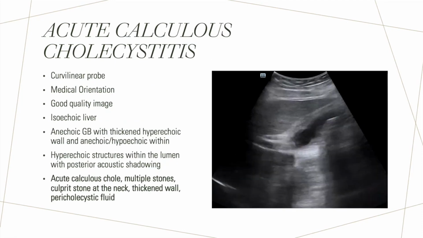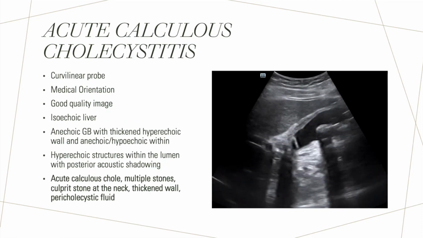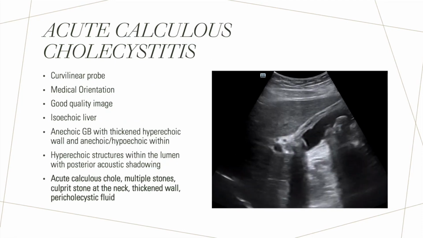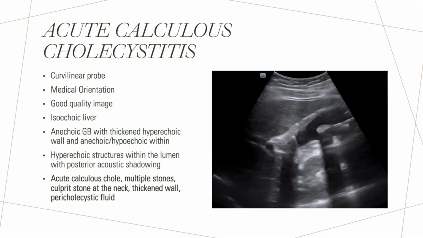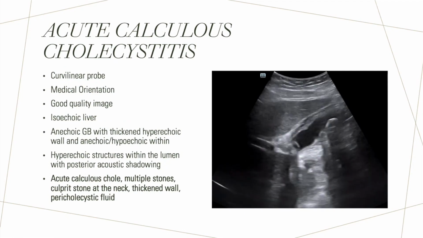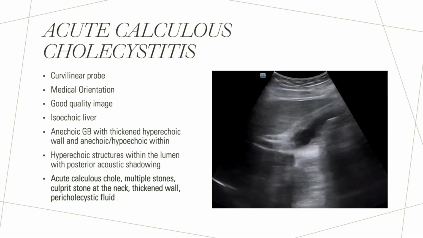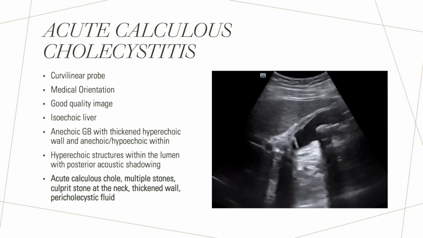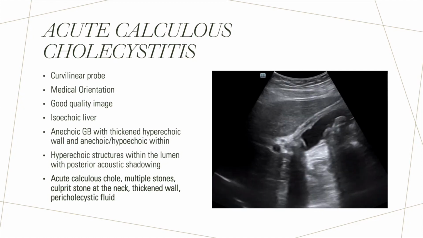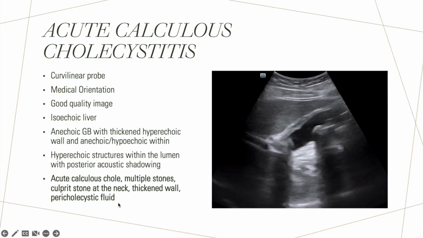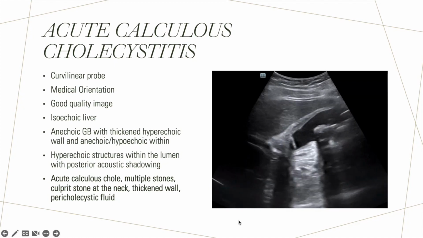So as we went through, we have the curvilinear probe, medical orientation, good quality, isoechoic liver, anechoic gallbladder with thickened hyperechoic wall, and we have some anechoic to hypoechoic, hyperechoic structures within the lumen with some posterior acoustic shadowing. This is acute cholecystitis.